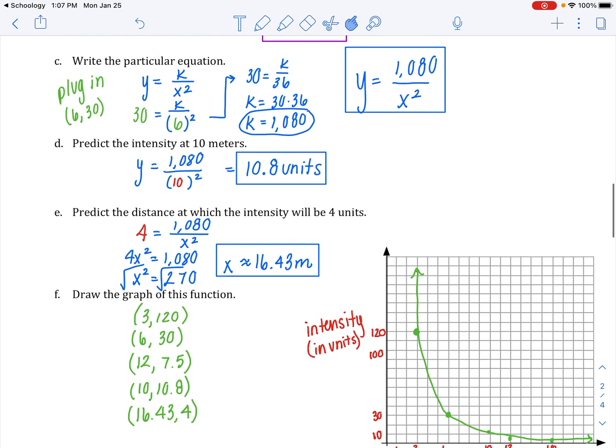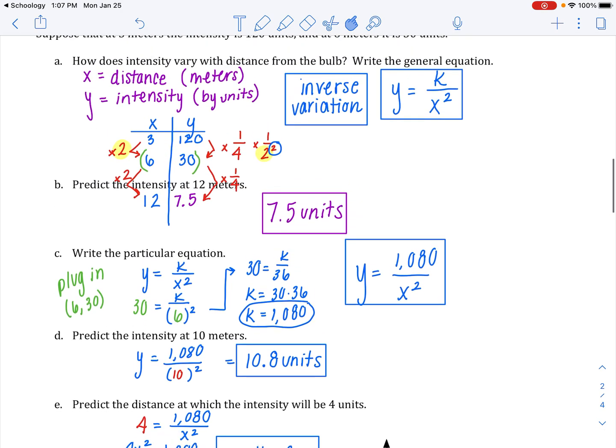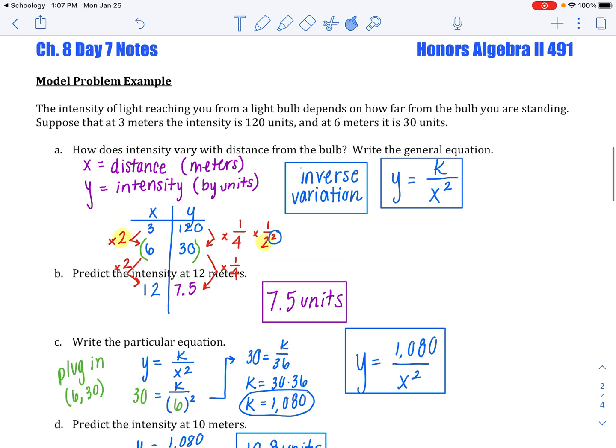We knew it was inverse, and then we were able to find our points. If you have any questions, please bring them to class. This is just day 7, so we have plenty more days happening. And good luck.